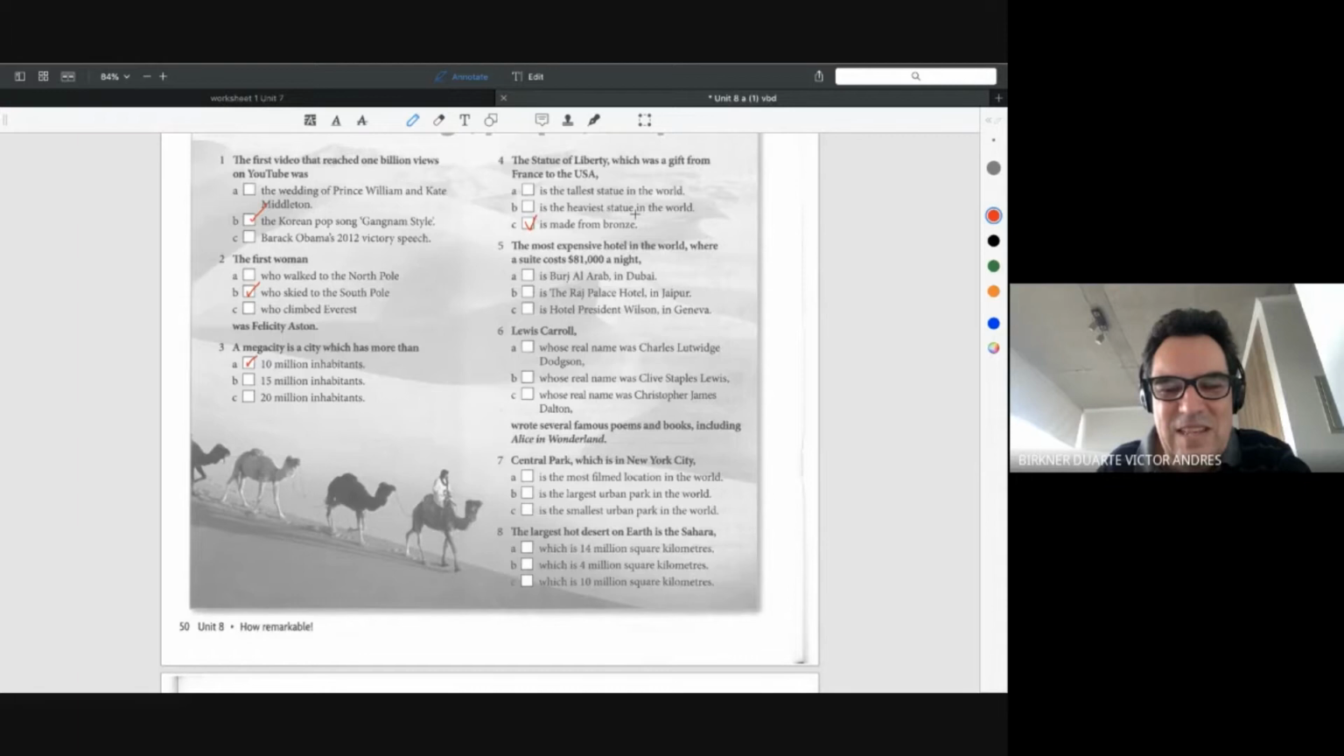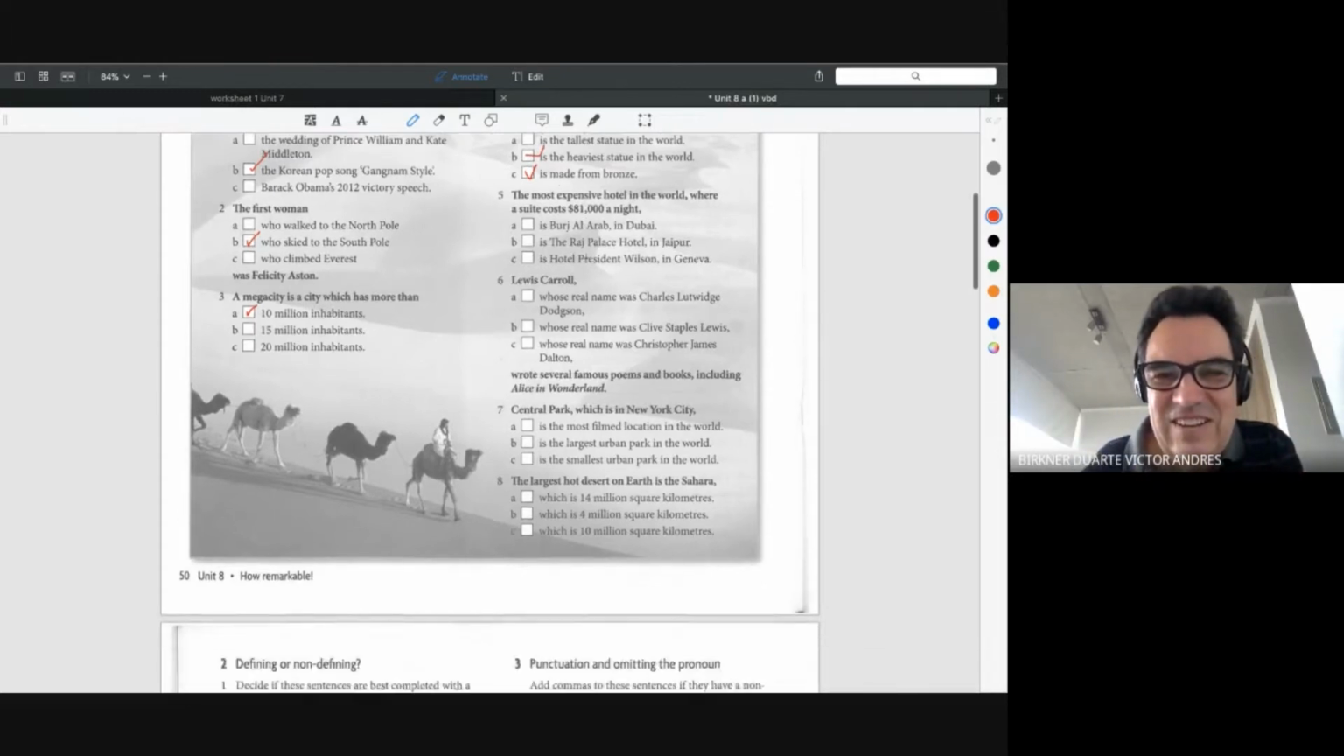All right. What do the rest think about this question? You think that it's made of bronze? But according to my notes, I think that it is the heaviest statue in the world. It is probably made of bronze, but at the same time, there are probably other statues that are made from bronze as well. But according to my notes, it would be the heaviest statue in the world.